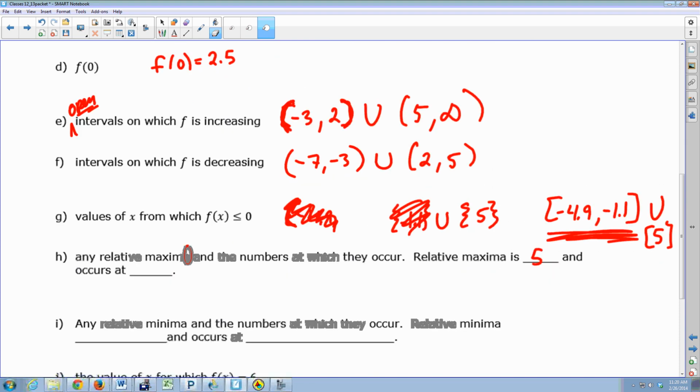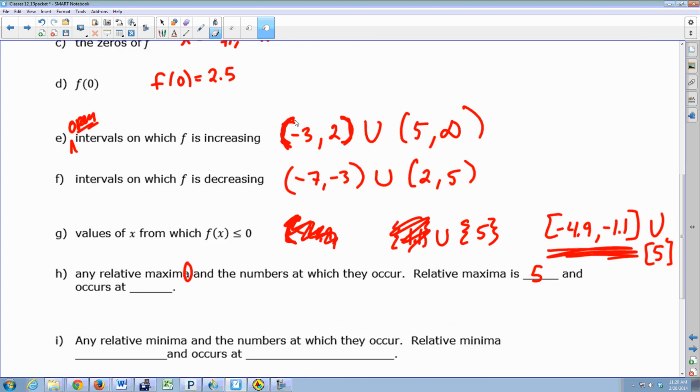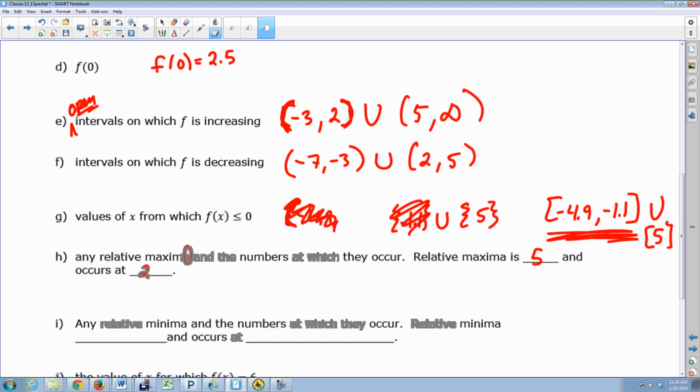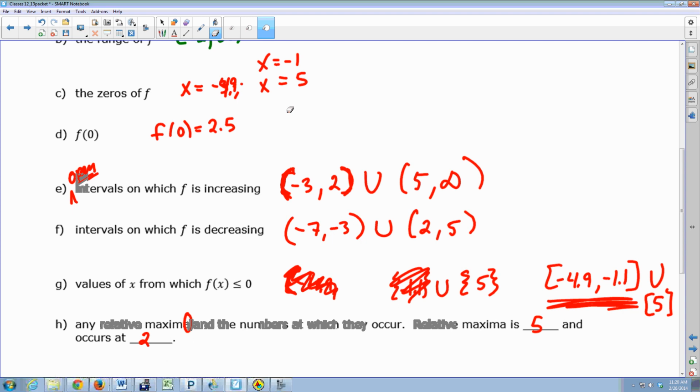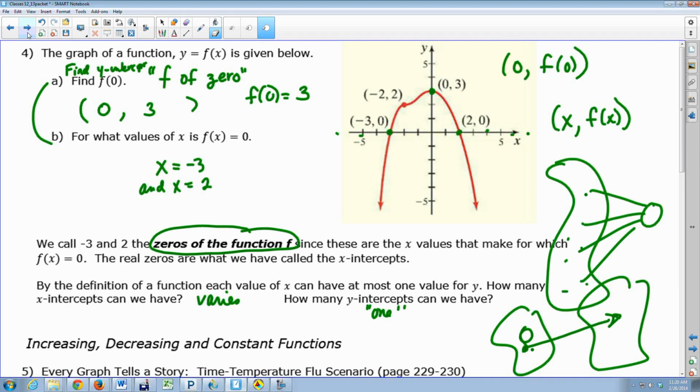And where does it happen to occur? At what x value? 2. There we go. All right. Good. Okay. Why is this not the relative maximum? Also, let's go back to where we defined it.